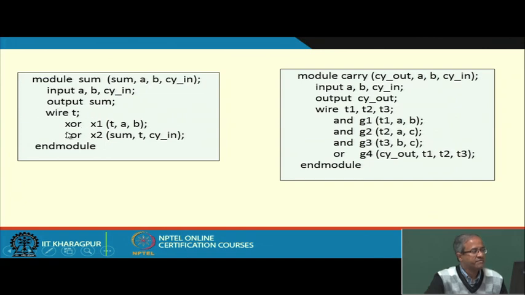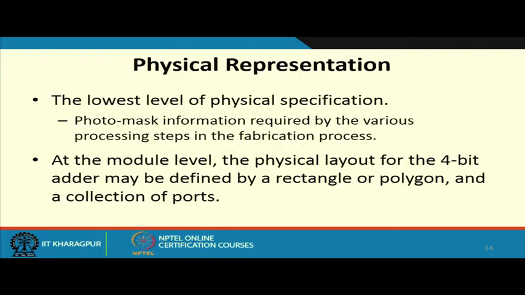Similarly, for the sum, we have used 2 exclusive OR gates. First one generates our output T, second one takes XOR of T and C in, generates sum. So, you can see this example actually shows you how you can create a structural description of a full adder down to the gate level, from the behavioral 4-bit adder description. You can have a pure gate level structural description. Now, continuing at the lowest level, you can have the physical representation.